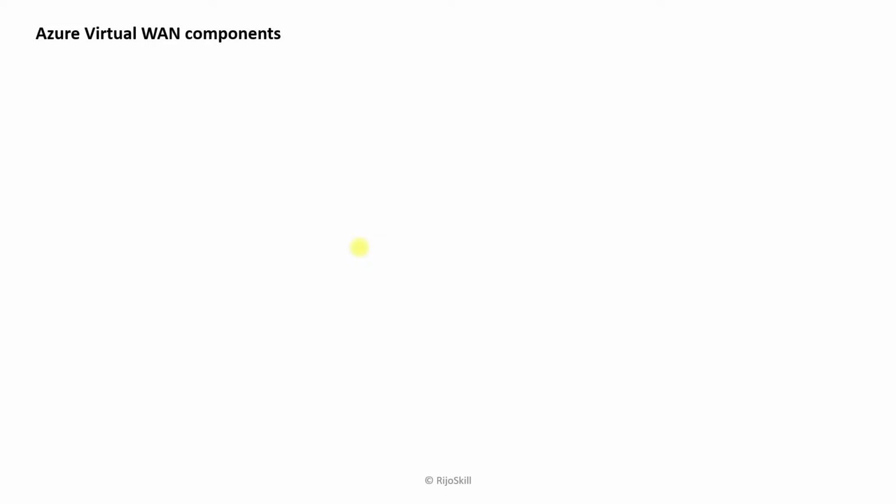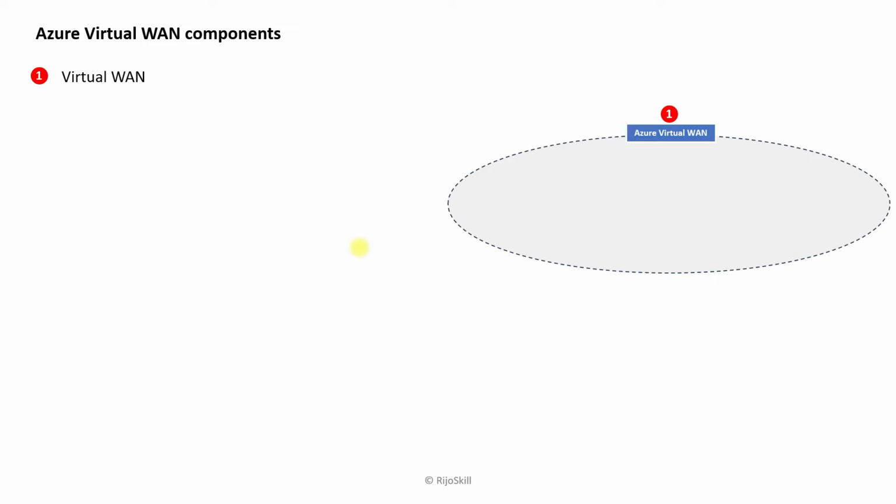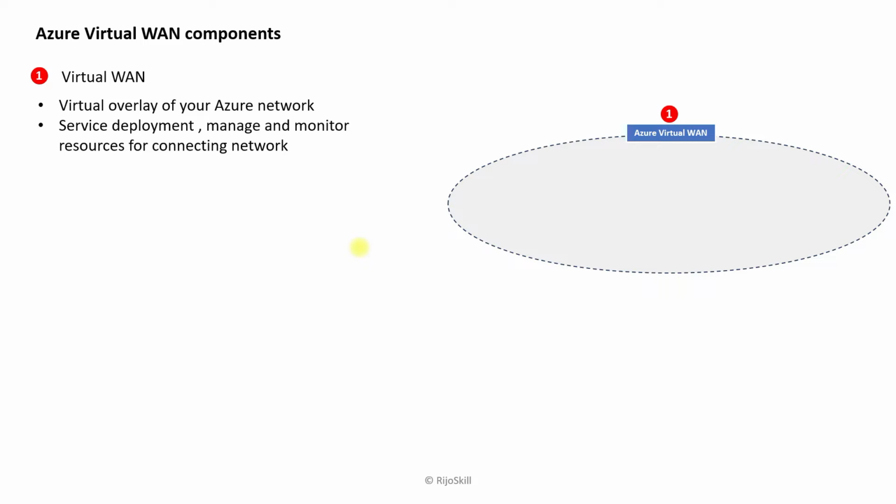We will go to the Azure Virtual WAN components. There are different components available for Azure Virtual WAN. We need to discuss the main components. First you need to know about the Virtual WAN. What is a Virtual WAN? Virtual WAN is an overlay of your Azure network and service deployment, to manage and monitor the resources of the connecting network. Virtual WANs are isolated from each other and cannot contain a common hub. So this is your Azure network and this is your Virtual WAN, the common network overlay.